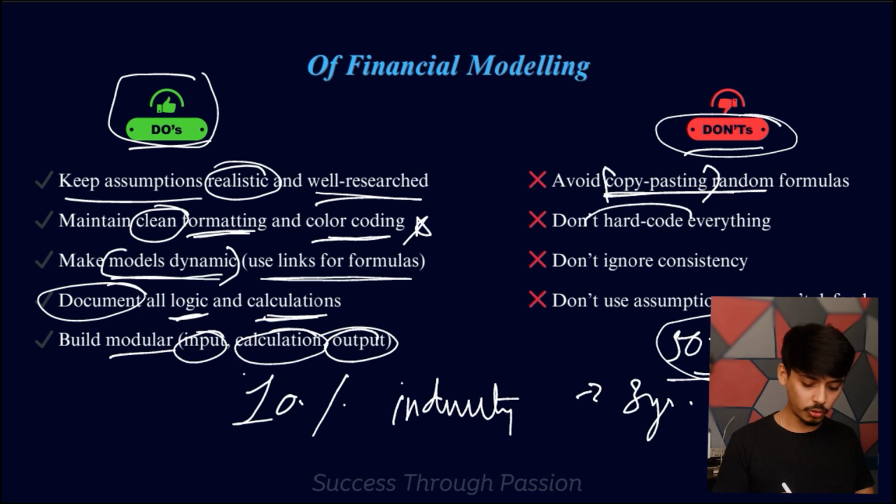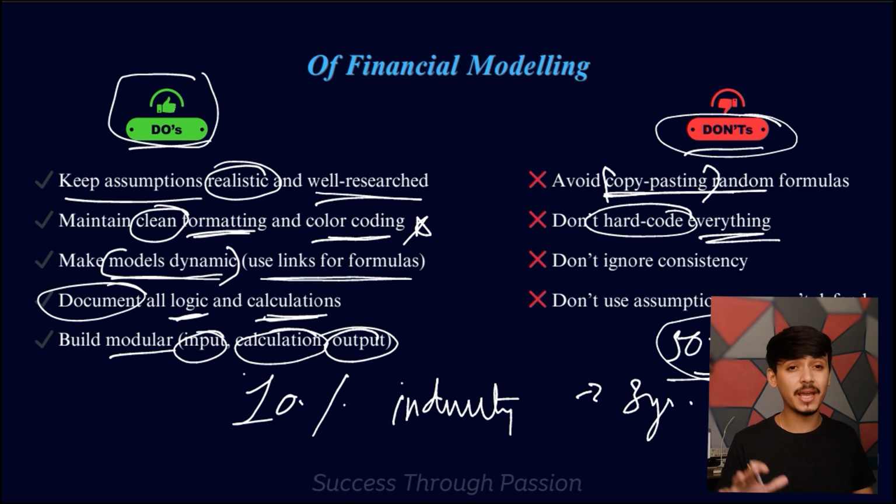Next is don't hard code everything. Definitely there will be some points where you have to hard code numbers, but don't hard code the entire model. We talked about the cash flow statement earlier. It should be entirely linked with the P&L and balance sheet that you have created, and nothing should be hard coded in the cash flow statement.